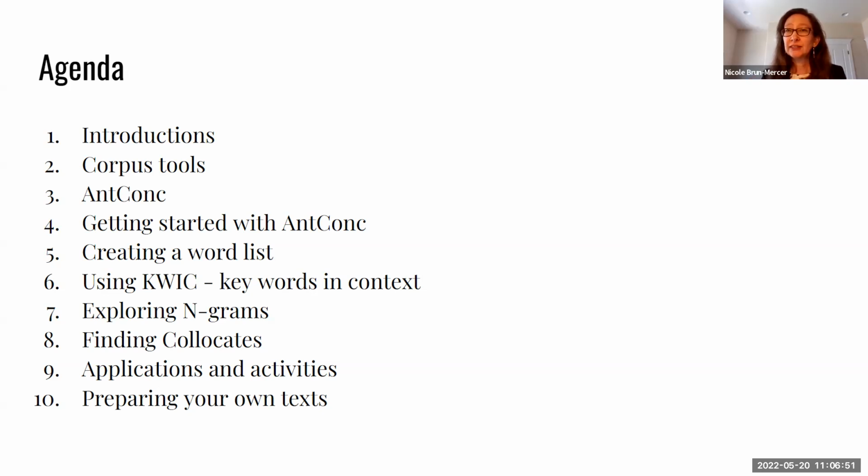We'll create a word list. We'll explore quick, which are keywords in context. That's basically just sample sentences with words. We'll explore n-grams, find collocates, and talk about applications and activities along the way. Today, I'll be giving you a set of texts that you can practice with, but at the end, I'll talk about how you can prepare your own texts so you can do the same thing with whatever texts you have in your class. So that's where we're headed today.